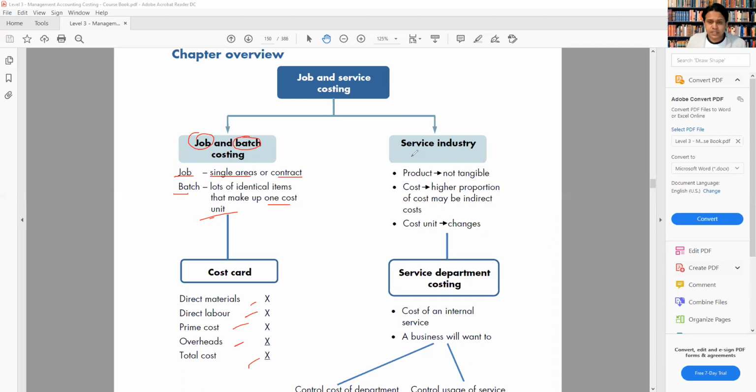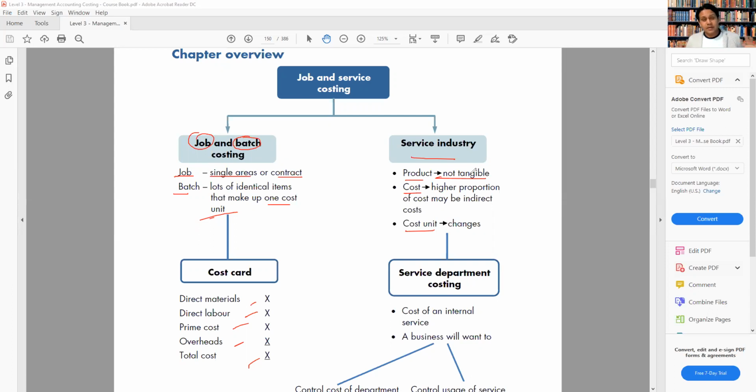On the other hand, we have the service industry, product cost and the cost unit. The product is not tangible. Now this word is not very common in management accounting: tangible and non-tangible. A tangible asset means an asset I can see; a non-tangible asset is an asset you cannot see. For example, customer service. You cannot see customer service. Someone is happy and gives you a wonderful customer service, but you don't see it, so obviously you cannot decide how good the customer service is in monetary value.